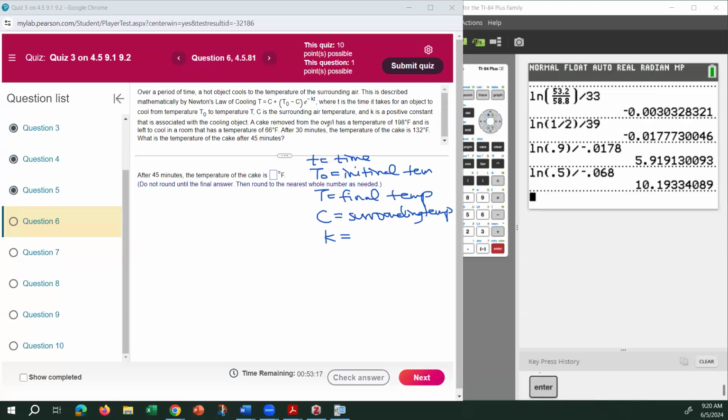We're given a cake that is removed from the oven at 198 degrees and is left to cool. So this is the original temperature of the cake, which is going to be our initial T. It is left to cool in a room that has a temperature of 66. That's the surrounding temperature. It's a pretty cool room. And after 30 minutes, the temperature of the cake is 132 degrees.